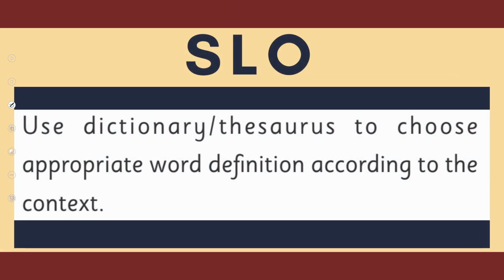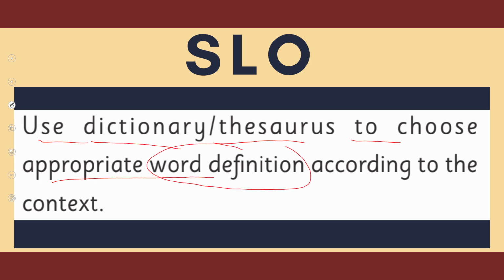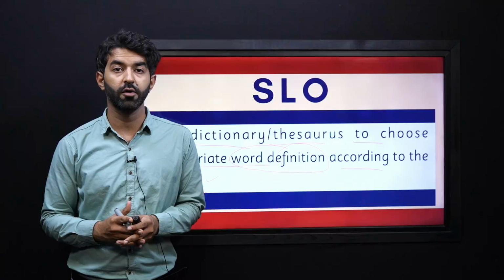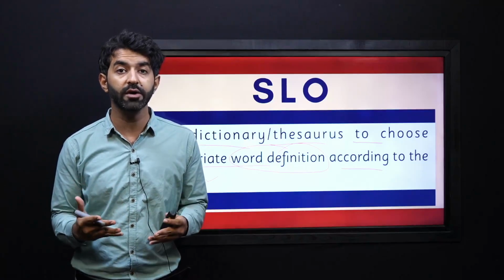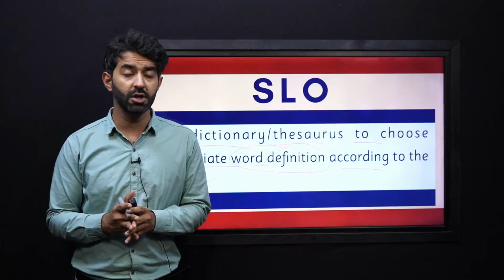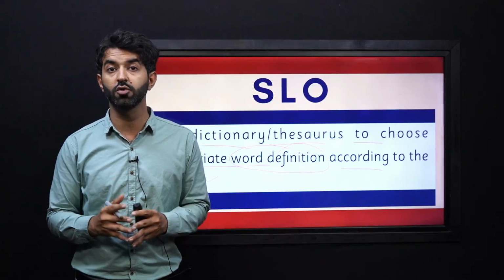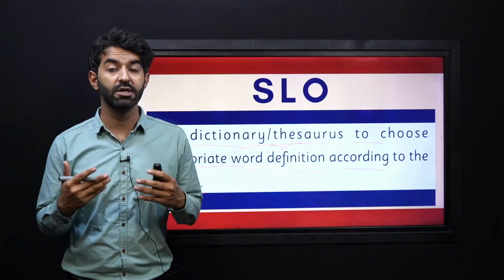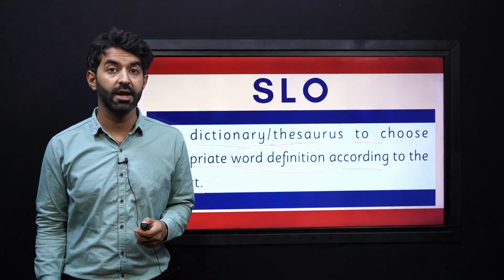Now, let's talk about our students' learning outcome. It says, use dictionary or thesaurus to choose appropriate word definition according to the context. Now, in a dictionary, there are different definitions of one word that depend upon the situation and the context that we will be using them in. So we need to be very careful in choosing the correct definition that suits our context. This is what we are going to learn today in this video lesson, and I hope that you are attentive. You have to stay with me in order to achieve this student's learning outcome by the end of our lesson.